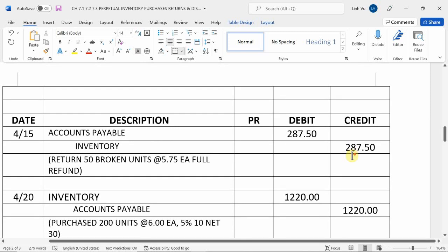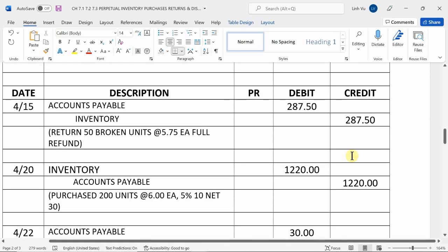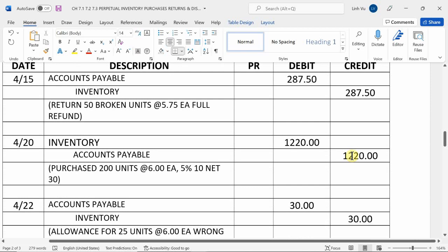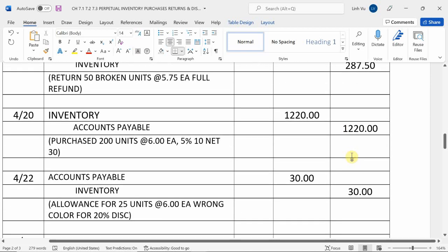If on April 20th my original purchase was 200 units at $6 each, that means 1,200 is what I originally purchased. That means $20 is freight. So I'm looking at 1,200. But I end up getting a discount because I tried to return 25 units, and they ended up giving me a discount instead. So I take that 1,200 minus 30, and I'm left with 1,170. So what is my discount now off of 1,170?